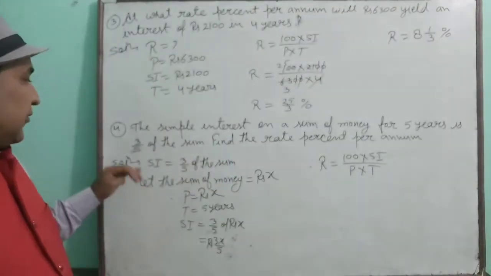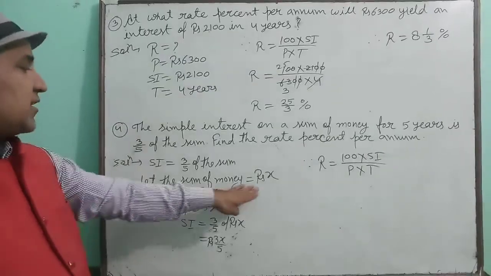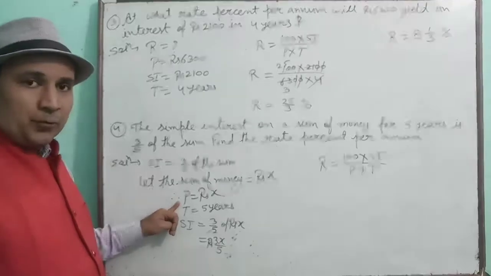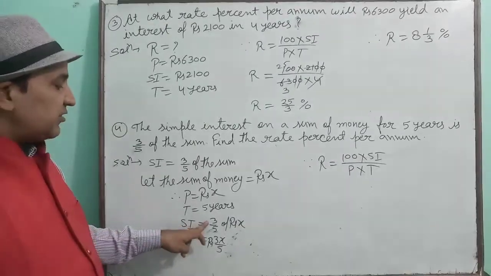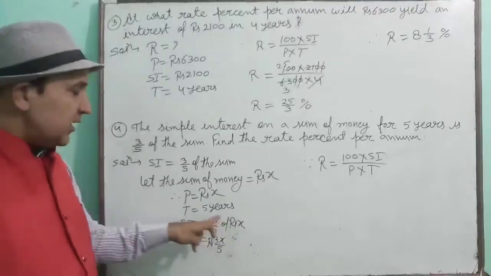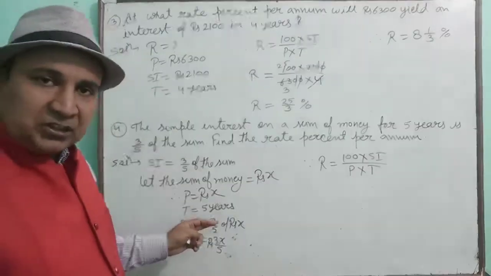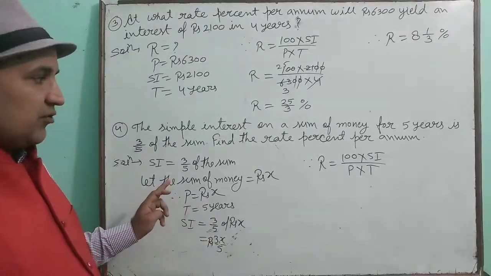Then after we have got the idea how to solve. First we are supposing the sum of money is x, which will be the principal amount. Time is given 5 years and simple interest we are getting 3 by 5 of the sum, means 3 by 5 of rupees x. Of means multiplication, that we know. So 3x upon 5 is the simple interest.